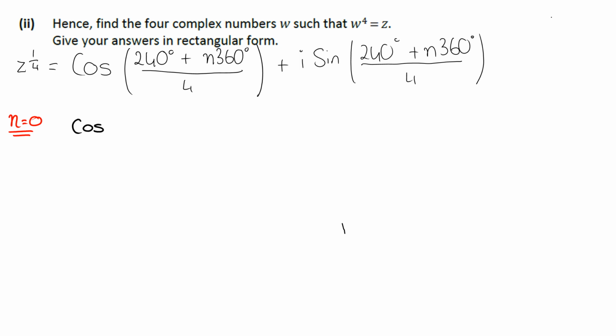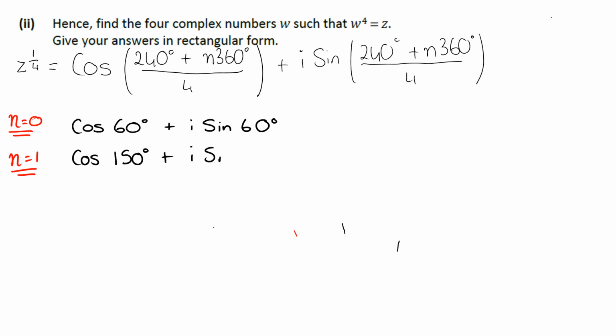cos, and you sub in 0 there. So we have 240 plus 0 times 360, but that works out cos of 60 degrees plus i sine 60 degrees. We then do n equals 1. So when you sub in n equals 1, we have 240 plus 360. That'll be divided by 4, and you get cos of 150 degrees plus i sine 150 degrees.